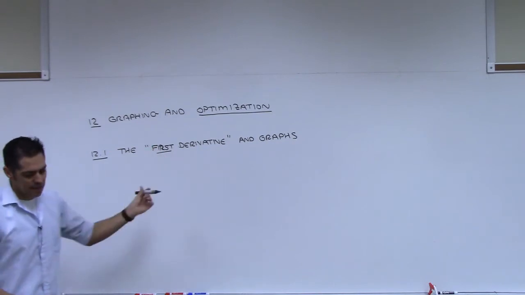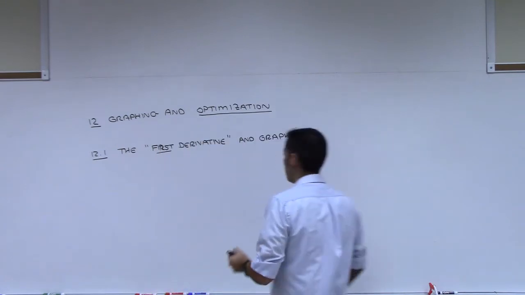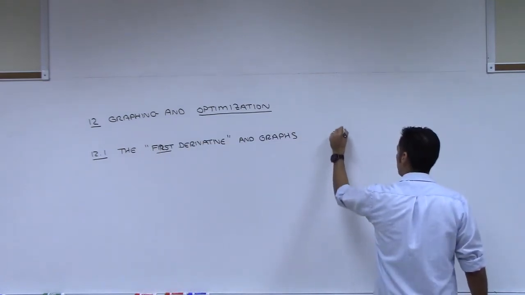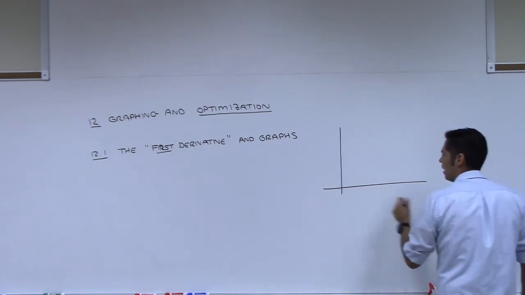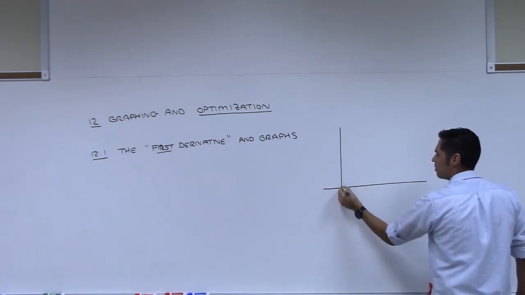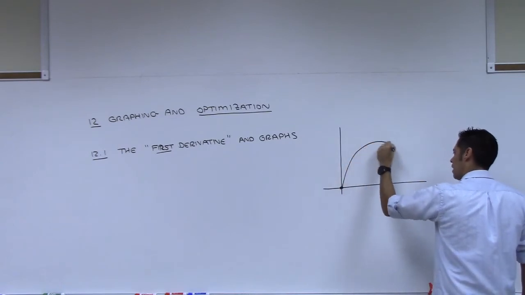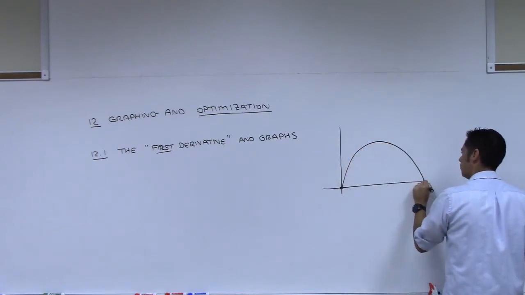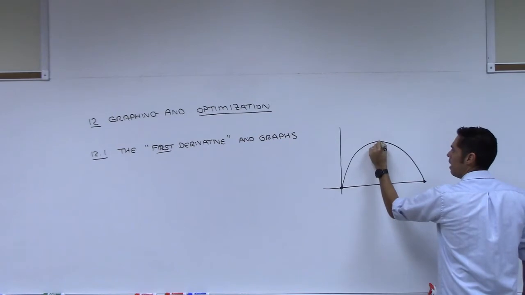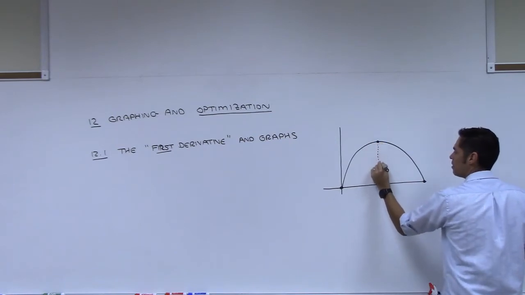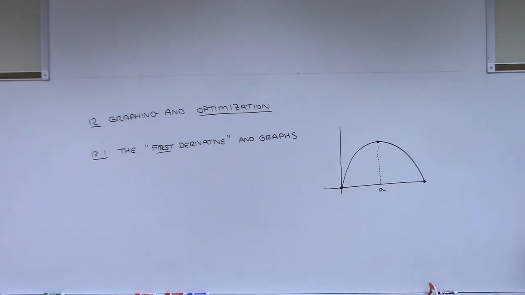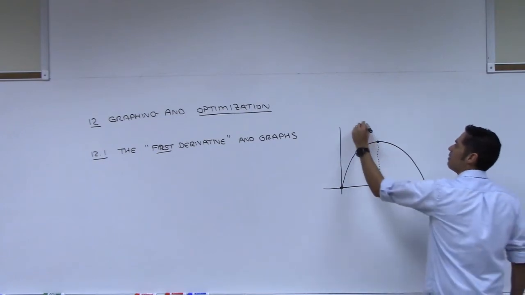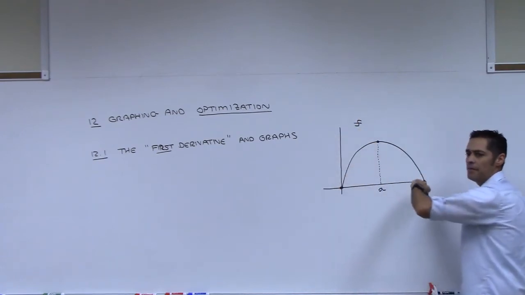So how is that connected to a graph? I'm going to draw a picture here for you. Let's take a function that goes like this. It goes up, and then it comes back down like that. We have a highest point on this graph, and let's call this point A. This is the function f, so this is the graph of f.